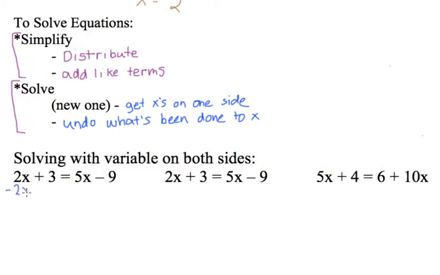To move that 2x over to the other side, we just subtract it. 2x minus 2x is nothing, 0. So that's gone. So now we have 3 equals 5x minus 2x, which is 3x, minus 9. Now we can solve like normal. Undo what's been done to x. So I start with x here. I want to undo minusing 9, so I'll add 9 to both sides.